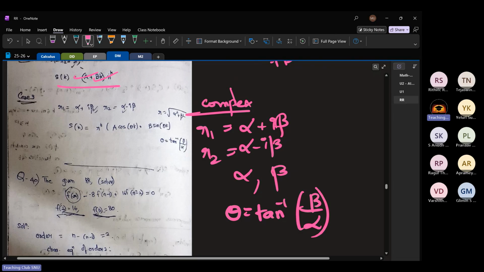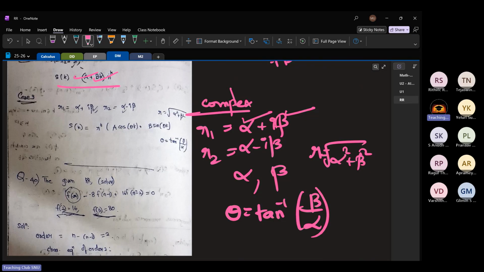And then you'll also find the value of small r. The value of small r is given by root of alpha square plus beta square. This value, square it and add it up, take root. This follows from the Pythagoras theorem. You can visualize this in the Argand plane. So no worries. You got theta, you got r. Very simple. Substitute in the formula. Direct formula application. Don't miss out on these very simple ones.